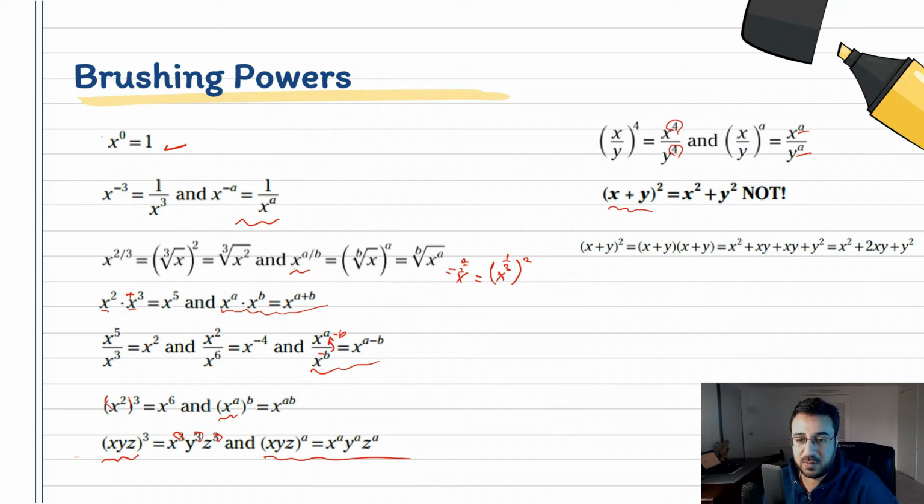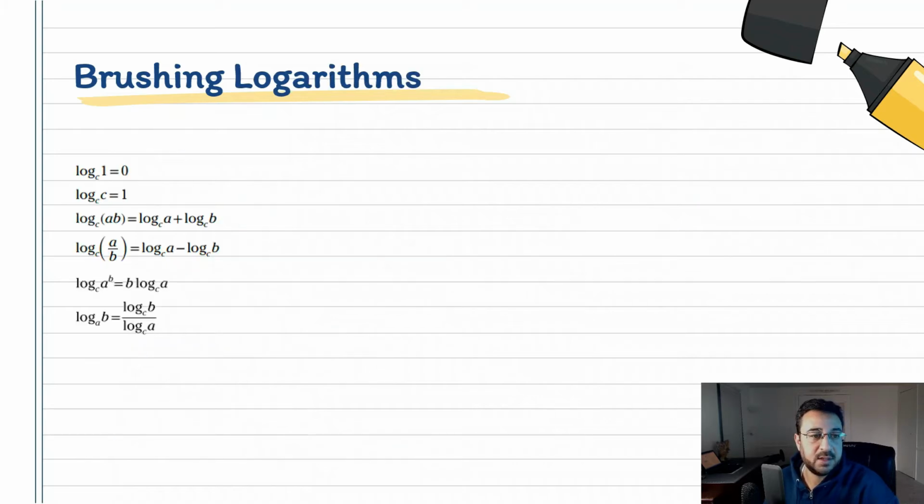So if you have x plus y to the power of 2, you can't say it is equal to x squared plus y squared. That's completely wrong, it has a different equation. The equation is right here. If you have x plus y squared, this means x plus y multiplied by x plus y. If you do the distributed multiplication, that will give you x squared plus xy plus xy plus y squared, which equals x squared plus 2xy plus y squared. Just pay attention to that.